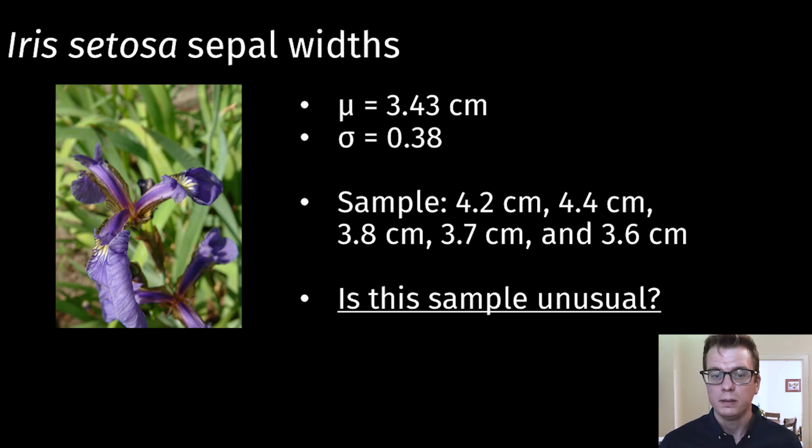Let's say we know that the population mean mu equals 3.43 centimeters and sigma equals 0.38. We take a sample of 5 individuals that have sepal widths of 4.2, 4.4, 3.8, 3.7, and 3.6 centimeters. The question is now, is this sample unique or unusual?